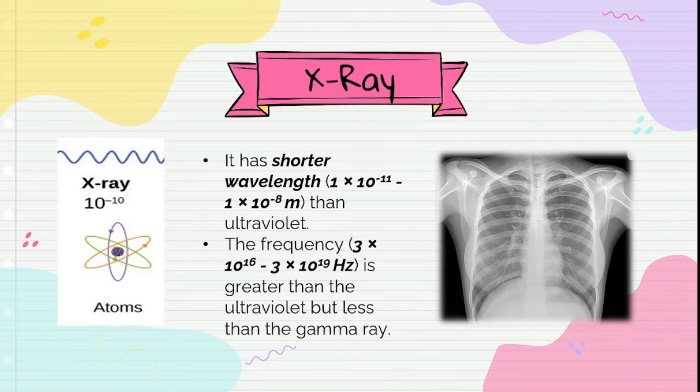X-ray has a shorter wavelength than ultraviolet, measuring 1 times 10 raised to negative 11 to 1 times 10 raised to negative 8 meters. The frequency is greater than the ultraviolet but less than the gamma ray, measuring 3 times 10 raised to 16 to 3 times 10 raised to 19 hertz.